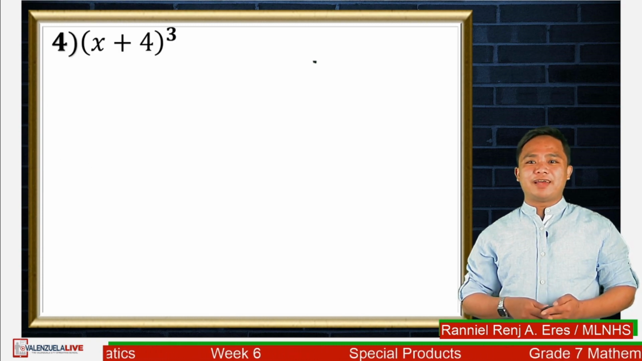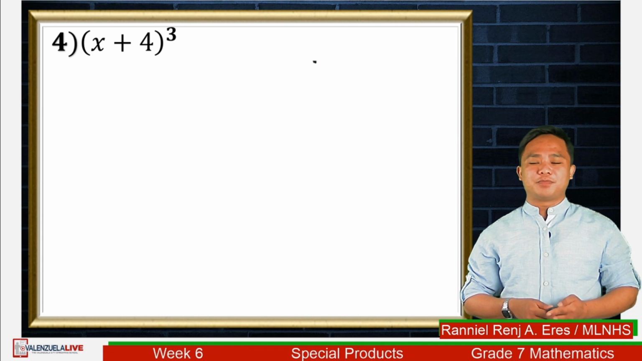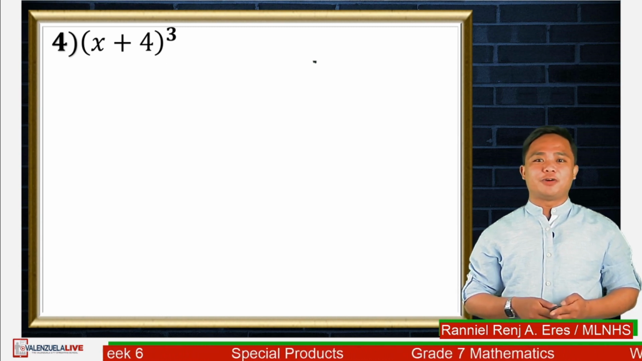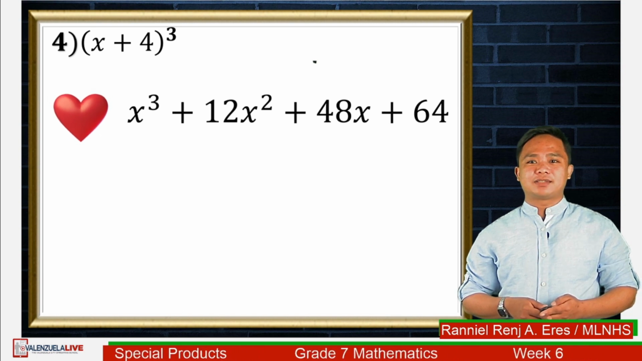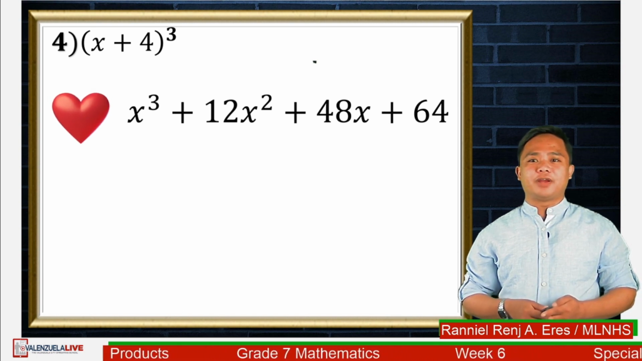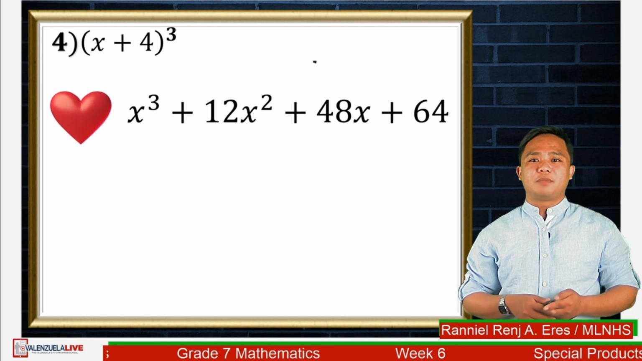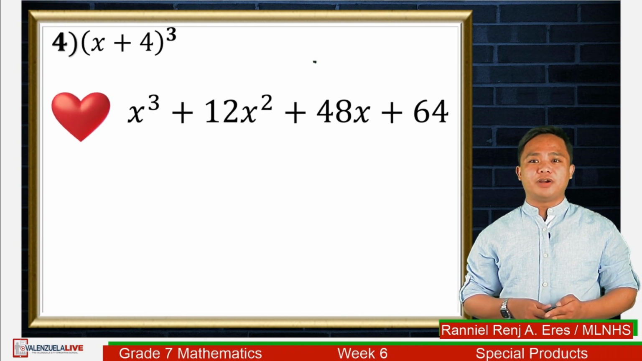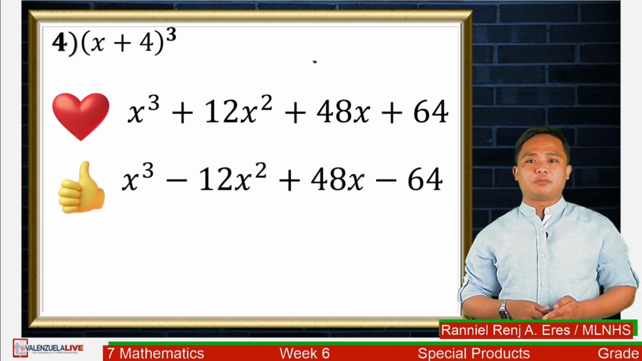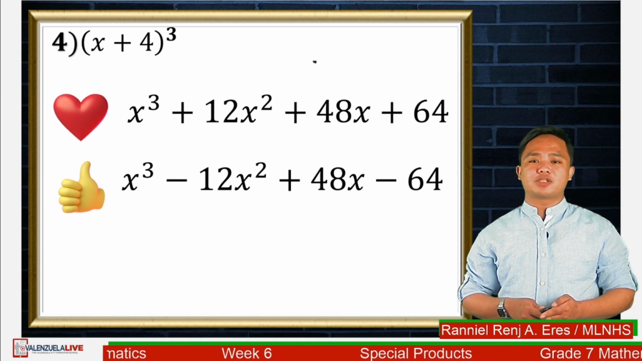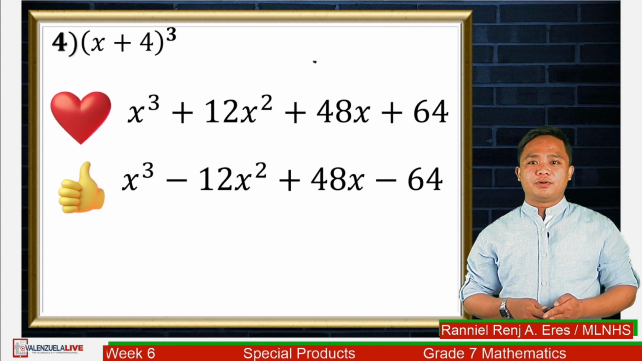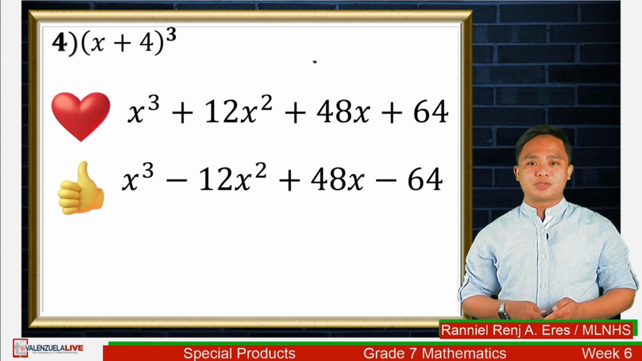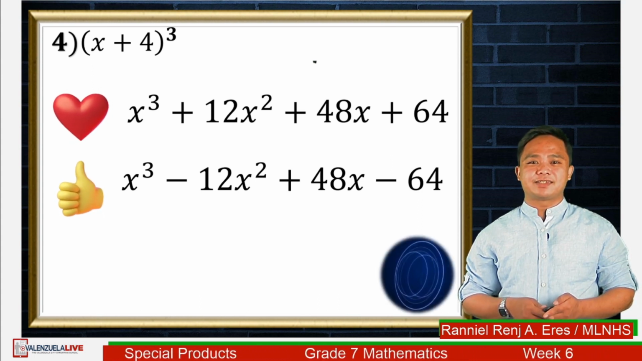Kindly simplify x plus 4 cubed. Again, x plus 4 cubed. Is it heart for x cubed plus 12x squared plus 48x plus 64? Or thumbs up for x cubed minus 12x squared plus 48x minus 64? Again, is it heart or thumbs up? Your 10 seconds starts now.